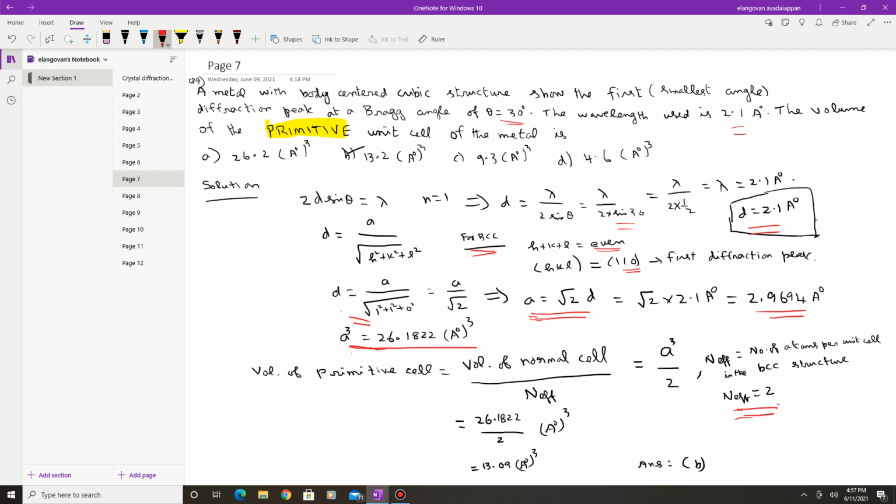So if we substitute the value of N effective equal to 2 here, the volume of the primitive cell is 26.1822 divided by 2 times A angstrom unit to the power 3. Once you simplify this, it is 13.09 angstrom unit to the power minus 3. So this option B is the correct answer. So B is correct.